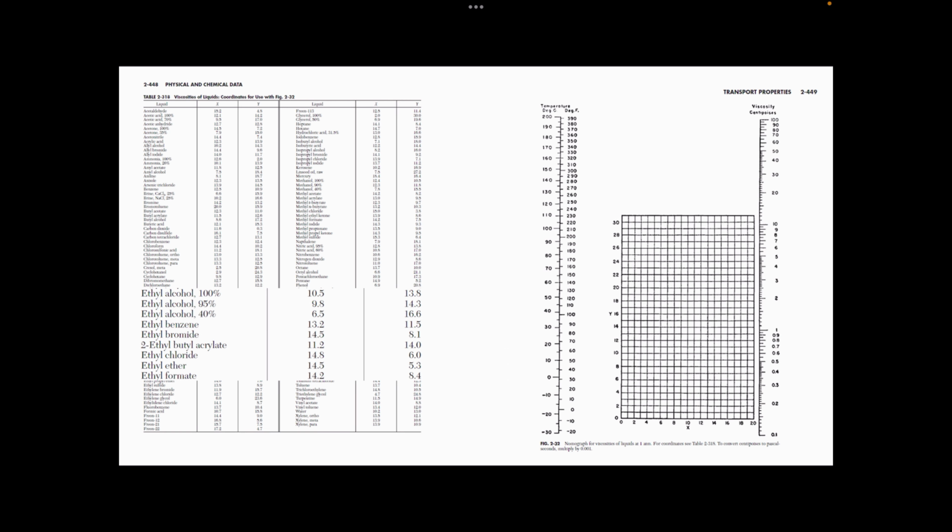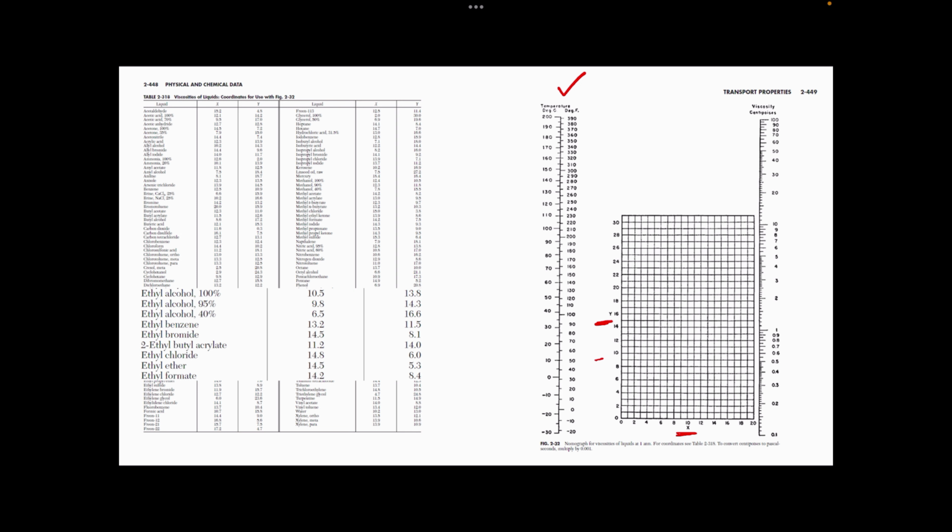What is this nomograph? You have this x-axis and this y-axis, and this is your viscosity value, and here it is temperature, in degree centigrade. How do we get the viscosity value? You can notice in this particular table, table 2-318, on page number 448. It is given as viscosity of liquid coordinates for use with figure 2.32. This is 2.32. So how do we get the viscosity value?